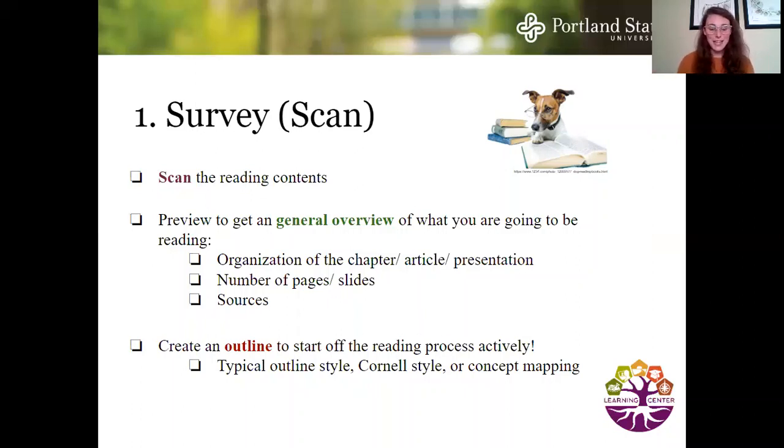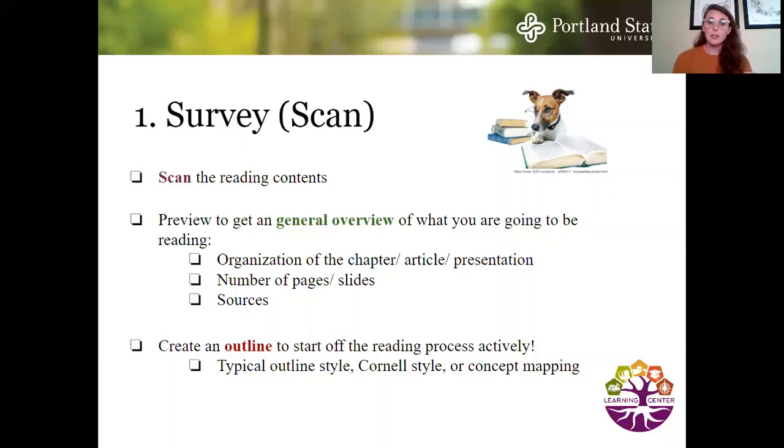This is just the first step, but we're looking through the reading and getting a general overview of what we're going to be reading. So this might be looking at the organization of the chapter or the article or the slideshow. How many pages or slides are there? What are the sources? Just priming your brain for the information you're about to take in. This can also be a great time to create an outline. So if you are a person that takes notes while you're reading, you find that really helpful.